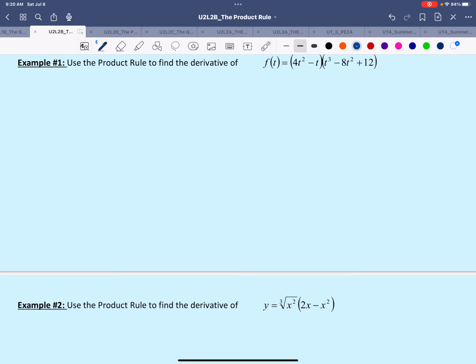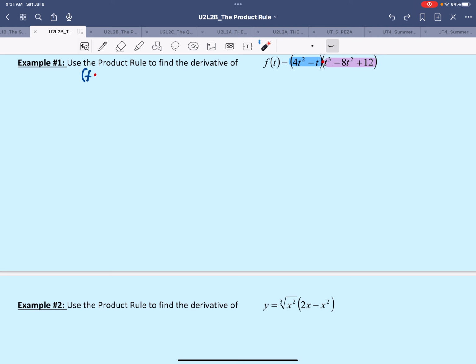We just learned how to find the derivative of the product of two functions, and now we're going to practice how to use it in an equation of a function given in product form. So here we go. In this example, we have f(t) given as a product of two functions, (4t squared minus t) with (t cubed minus 8t squared plus 12). To find the derivative of function f(t), we're going to apply the product rule.